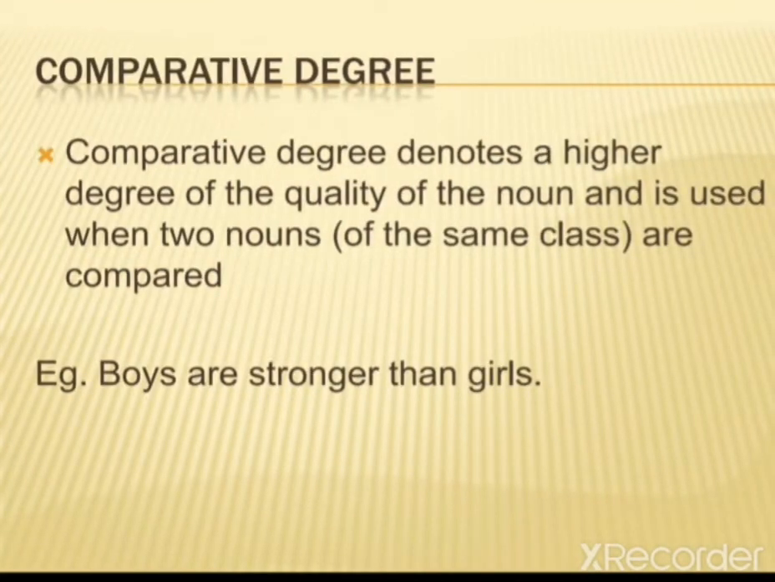Comparative degree denotes a higher degree of the quality of the noun and is used when two nouns of the same class are compared. Comparative degree is used to compare differences between the two objects and is used in sentences where two nouns are compared.